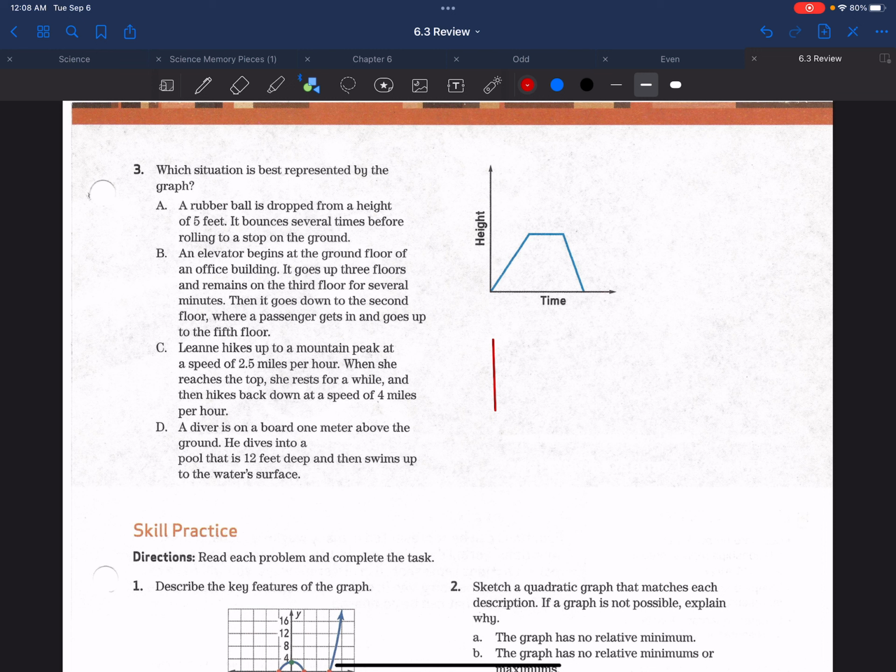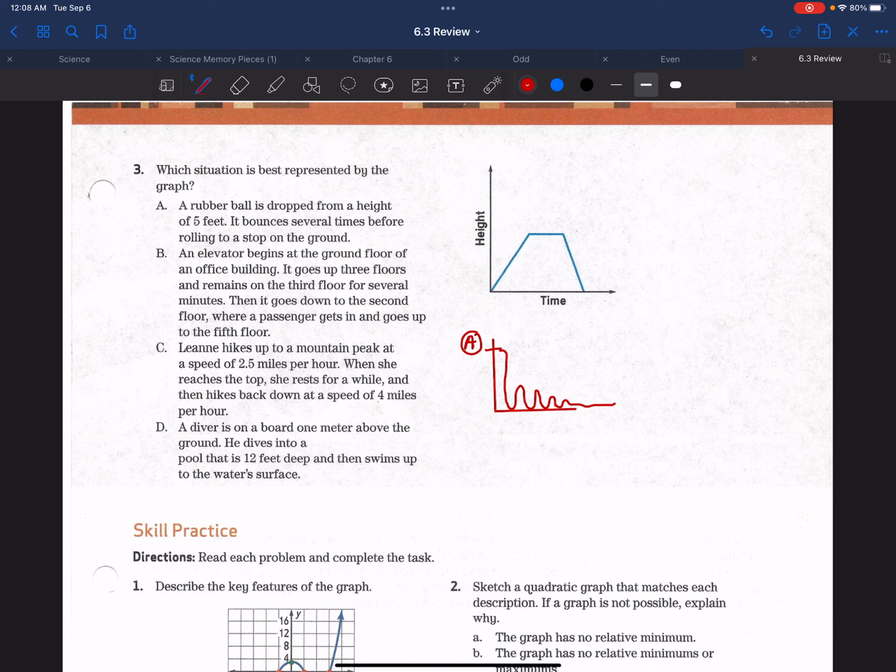Okay, that one would look something like this. You drop it up here from a height of 5 feet, so it's going to roll down here. It's going to bounce, and then it's going to roll to a stop. This would be the scenario of A. So I don't like A for this one.